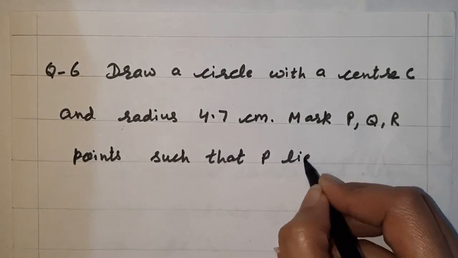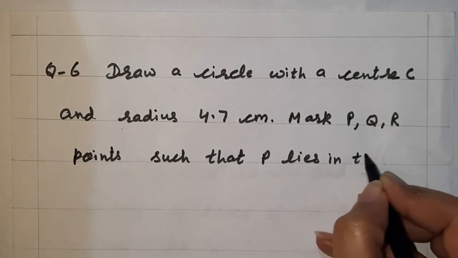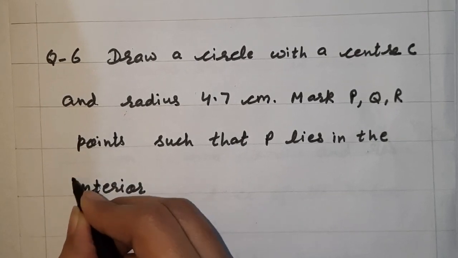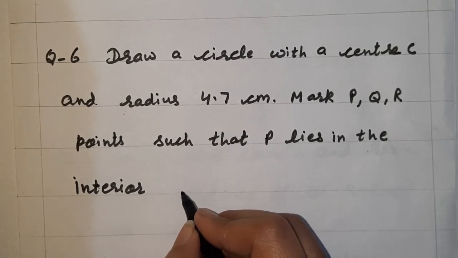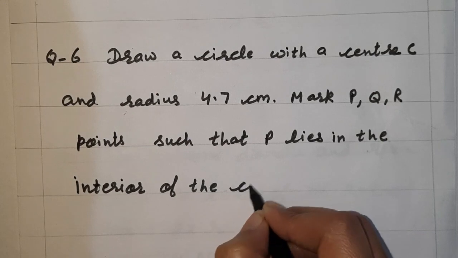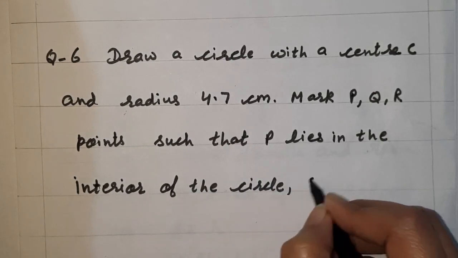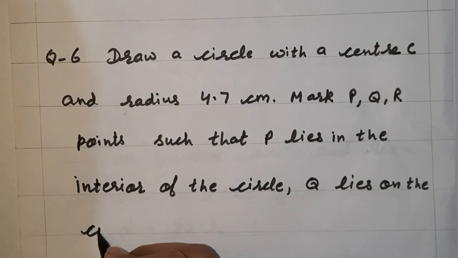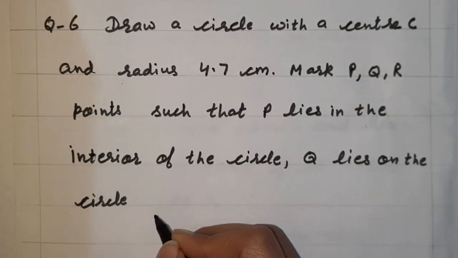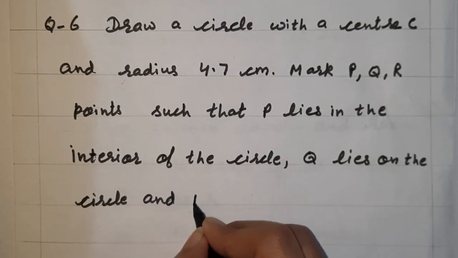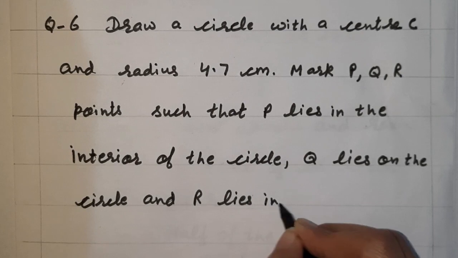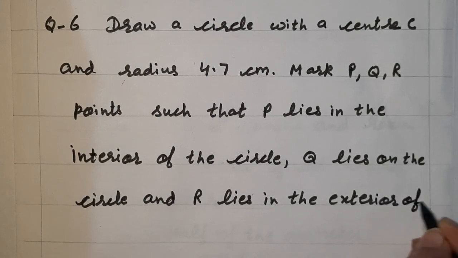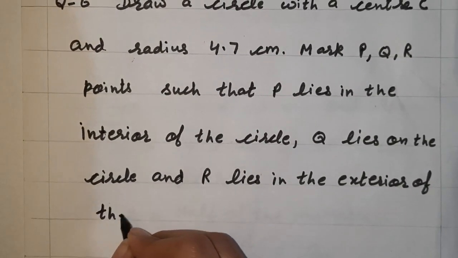P lies in the interior of the circle. Q lies on the circle and R lies in the exterior of the circle.